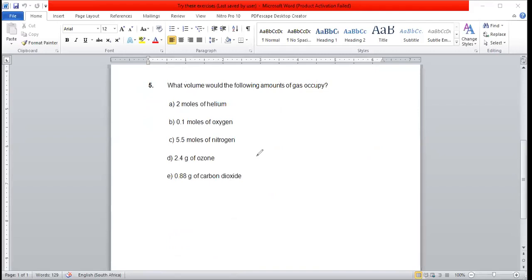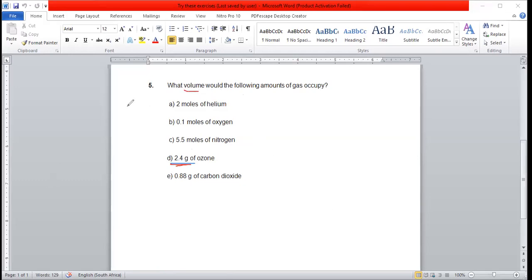Yes, sir. Okay. So it says, what volume would the following amount of gas occupy? I'm looking for volume, but what am I given here? I'm given mass. First, I'm looking for volume.